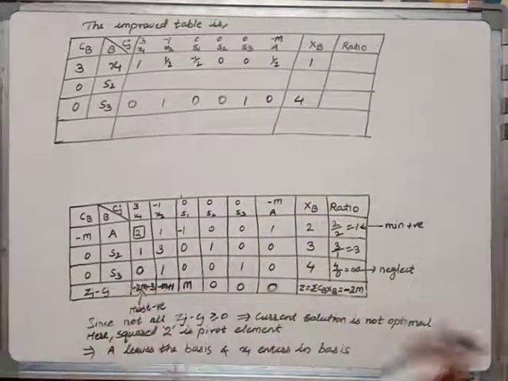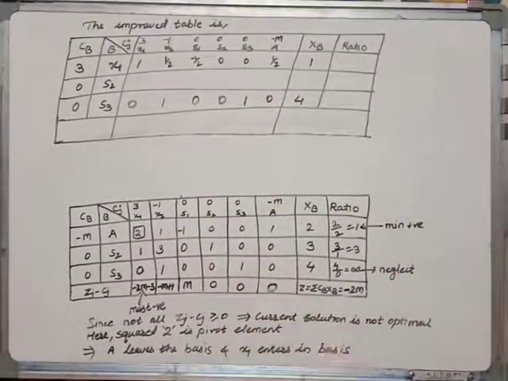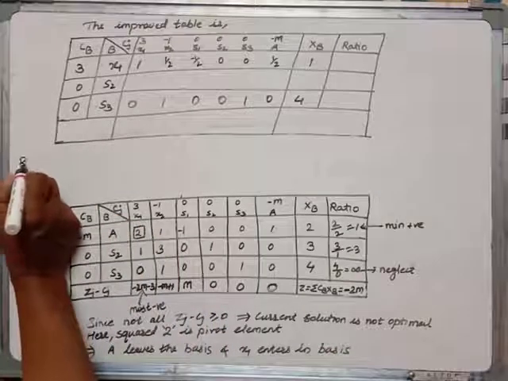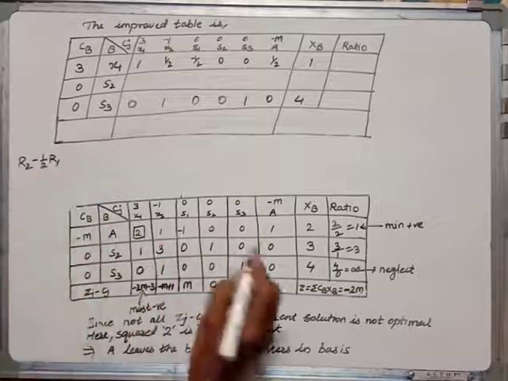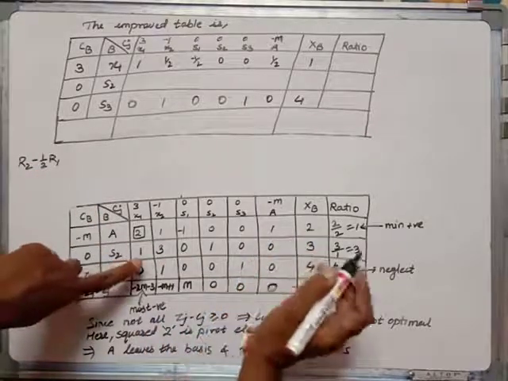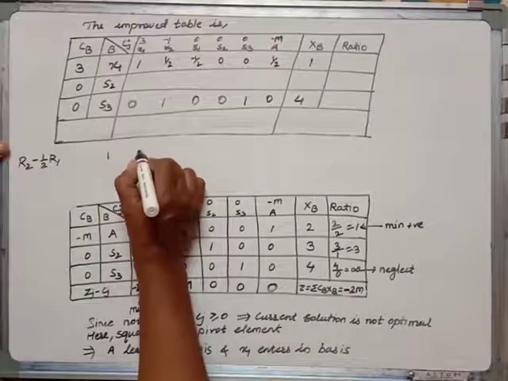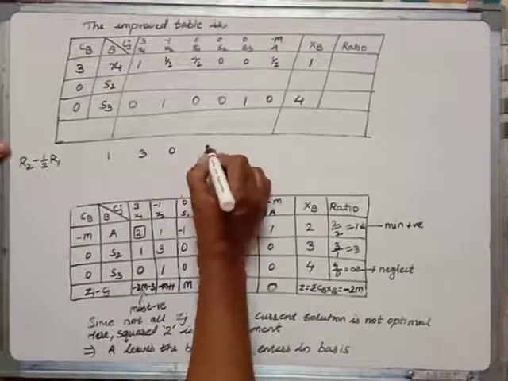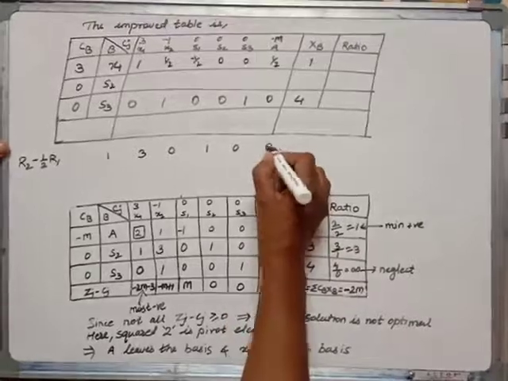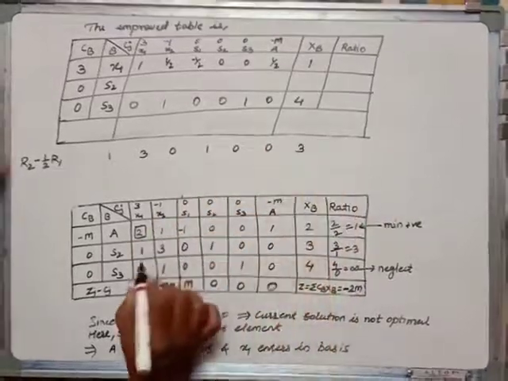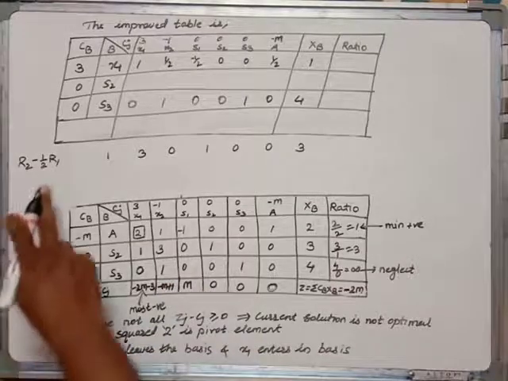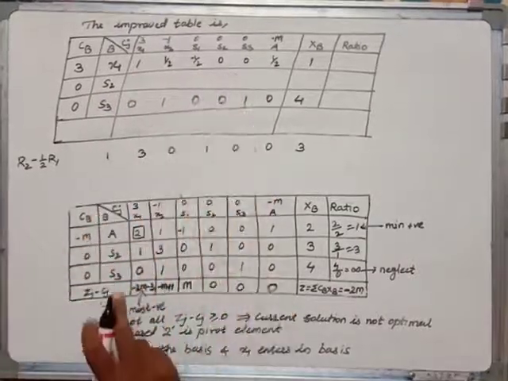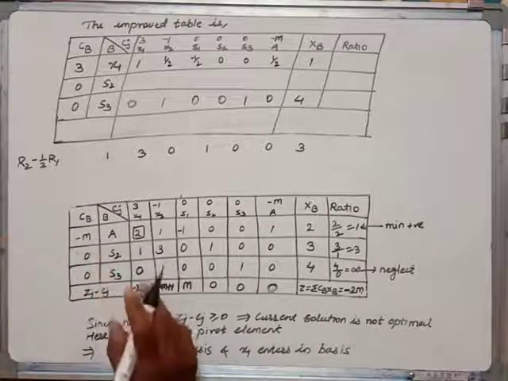Now this 1 we have to make 0. So for that, let us perform the operation R2 minus 1 by 2 R1. Now what are the entries of R2? 1, 3, 0, 1, 0, 0, 3. So now let us multiply by half to R1. Already we did it here, meaning divided by 2 to R1.